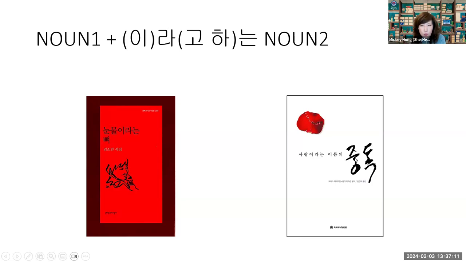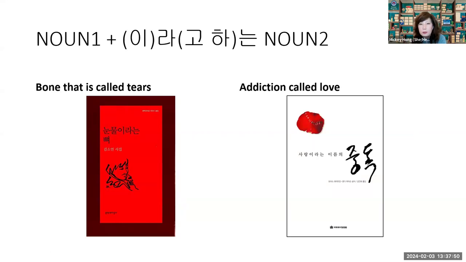사랑이라는 이름의 중독. 중독 is addiction. 사랑 is love. So, addiction by the name, with the name called love. 사랑이라는 이름. So addiction by the name of love, by the name which is called love. Bone that is called tears, addiction called love. Or by the name of love.